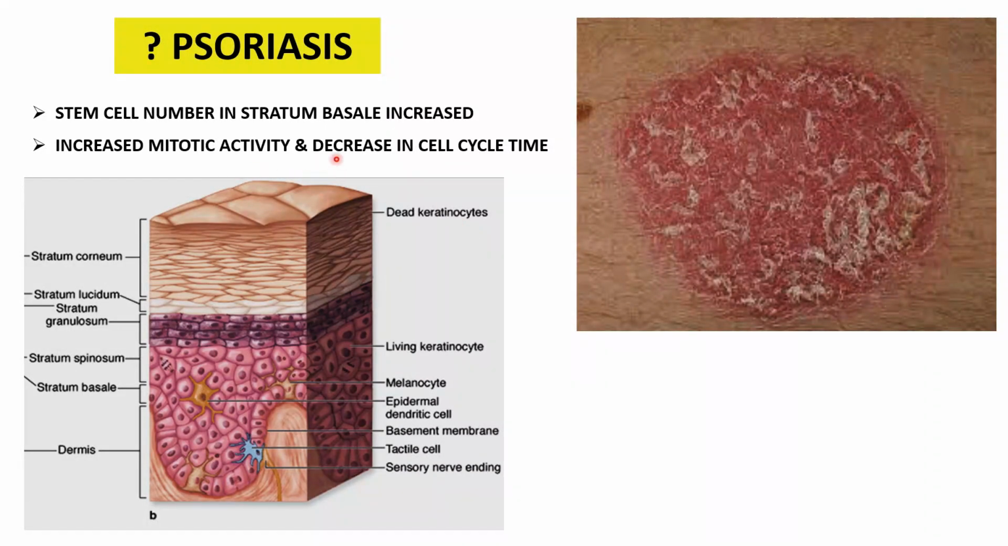So this, I already mentioned, is what is happening in certain clinical conditions like psoriasis. The stem cell number in stratum basale will be increased. More stem cells are there, so that will produce more cells and their division will be quite rapid, and that's why there is increased mitotic activity and a decrease in cell cycle time. That will be less than that mentioned.